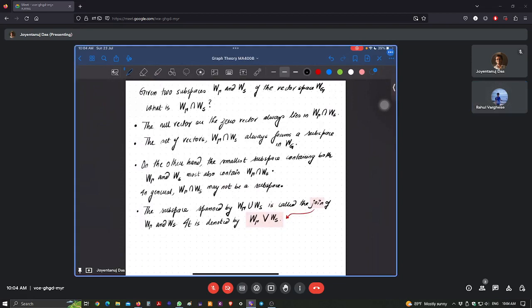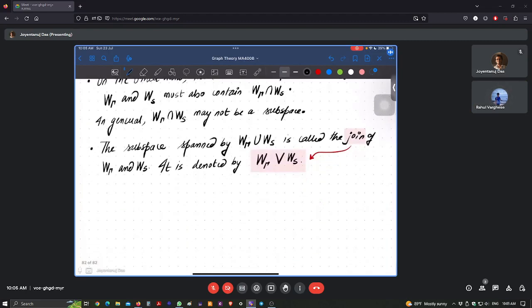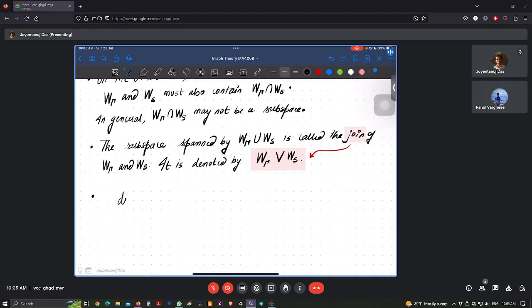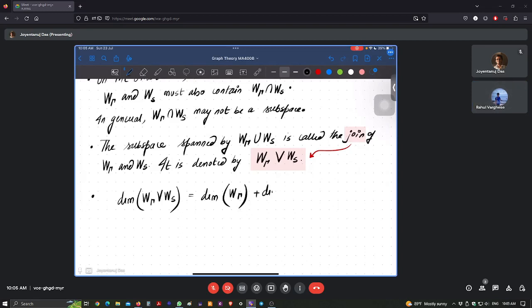So there is a nice relation between the dimensions. How to find the dimension of the join of W1 and W2 in terms of the dimension of each of them and their intersection. That is the next observation: the dimension of the join is nothing but the dimension of W1 plus the dimension of W2 minus the dimension of the intersection. We know that the intersection is always a subspace, right? So that's why it will work out.